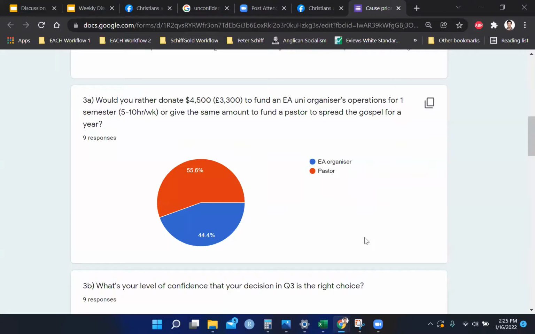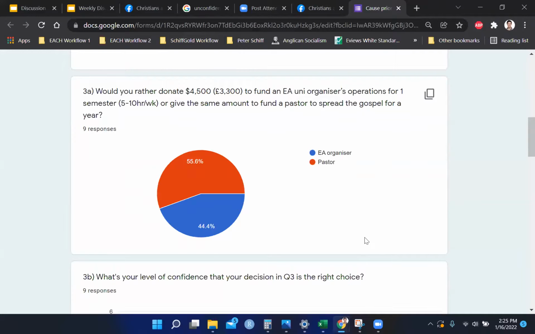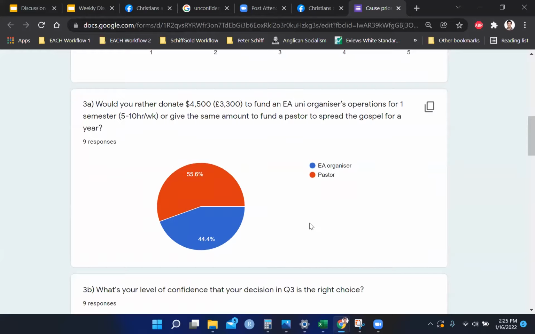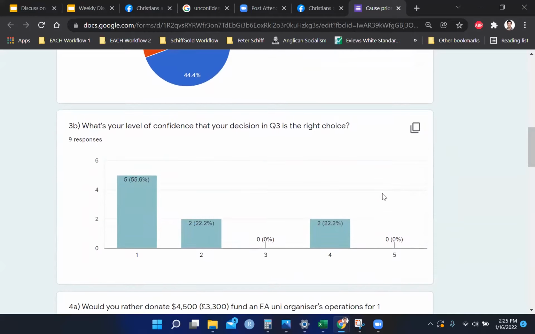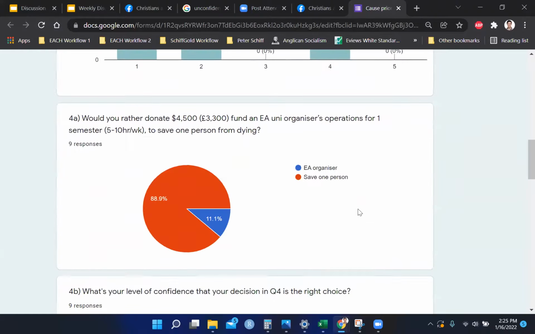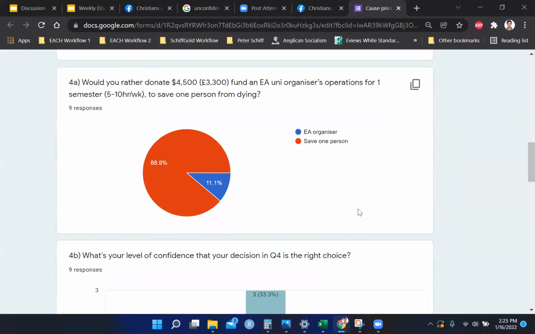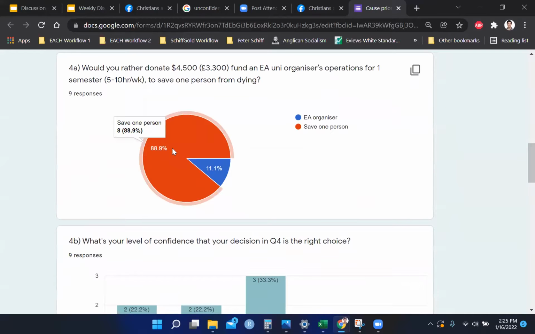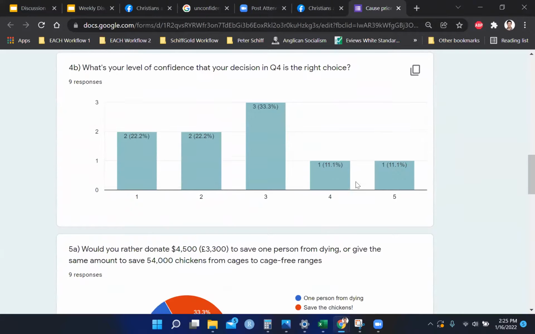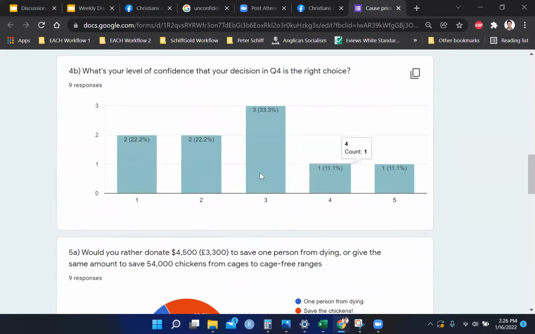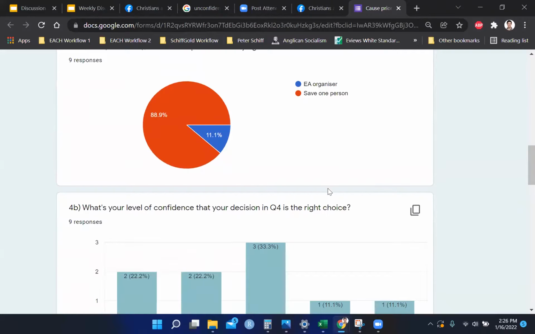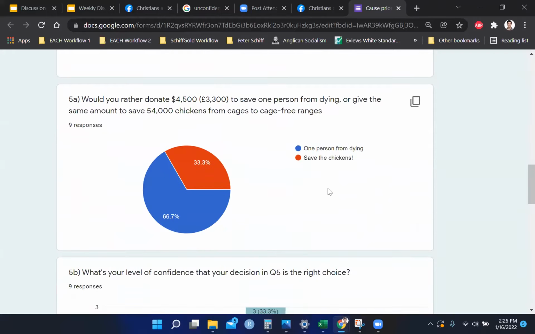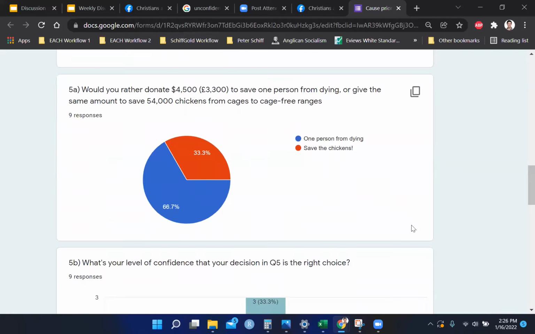Would you rather donate $4,500 to fund an EA organizer's operation or to fund a pastor? Okay, here it was much more evenly split, and even more uncertainty. So would you rather donate $4,500 to fund an EA org's work or save one person from dying? Save one person from dying is very, very heavy. Your level of confidence, okay, much more split here. Overall, more confidence on this decision compared to the pastor comparisons.